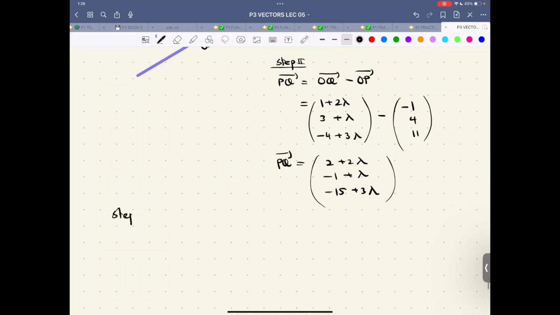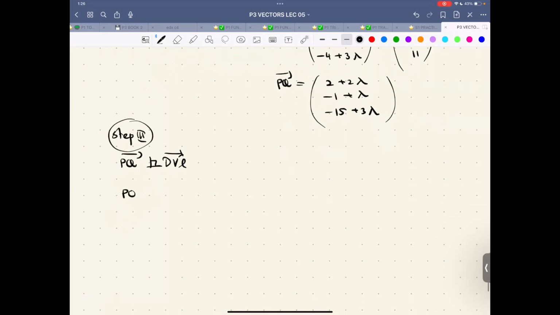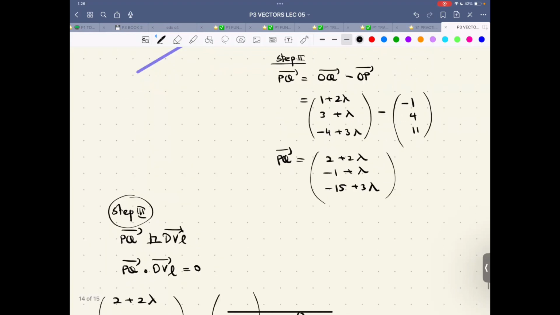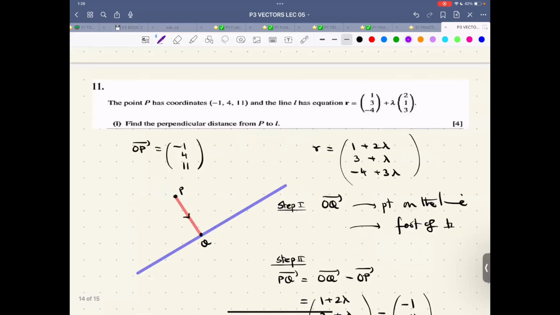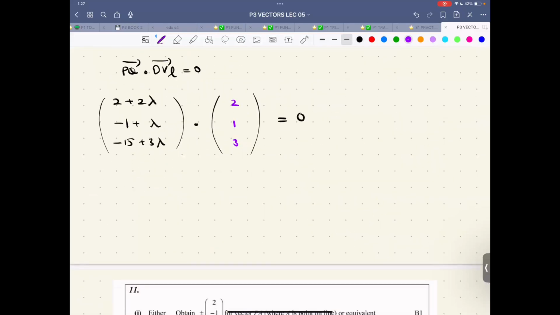Step 3. PQ is perpendicular to the direction vector of the line. So therefore, PQ dot product with the direction vector of line L should equal 0. 2 plus 2 lambda, minus 1 plus lambda, and -15 plus 3 lambda, dot product with the direction vector of the line equals 0. What is the direction vector of the line? That is 2, 1, and 3.